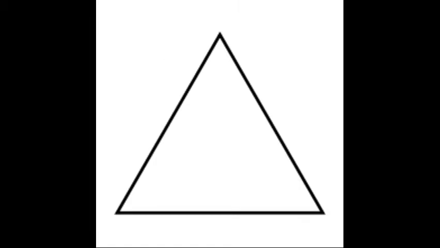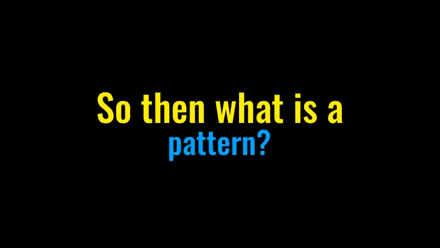A shape is a geometric figure, such as a square, triangle, or a circle. And these are what they look like. Square, that's a triangle, and that's a circle. And there's so many different types of shapes. Those are not the only ones.